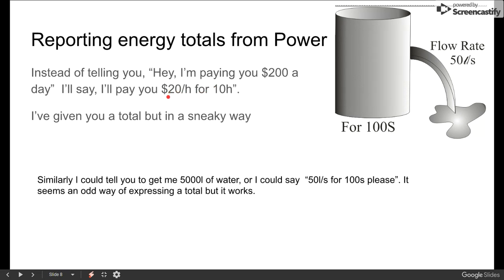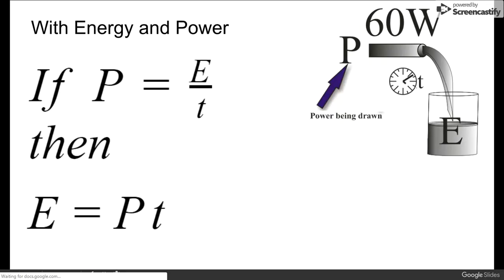I could tell you to get me 5,000 liters of water, or I could say, turn on that tap at 50 liters a second for 100 seconds, please. It's an odd way of expressing a total, but it works.